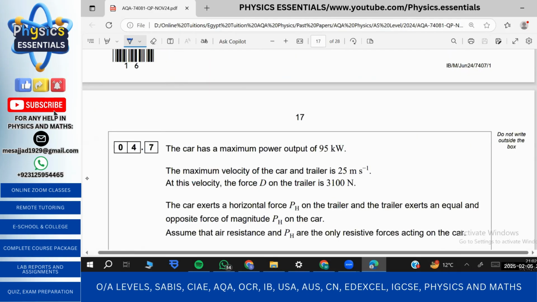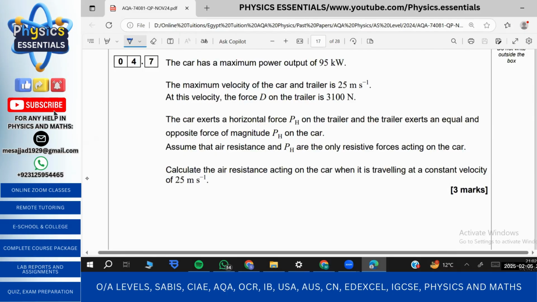Let's move on. 4.7. The car has a maximum power output of 95 kilowatts. The maximum velocity of the car and the trailer is 25 meters per second. At this velocity, the drag force D on the trailer is 3100 newtons. The car exerts a horizontal force PH on the trailer, and the trailer exerts an equal and opposite force of magnitude PH on the car. Assume that the air resistance and PH are the only resistive forces acting on the car. Calculate the air resistance acting on the car when it is traveling at a constant velocity of 25 meters per second. Okay. So for that, first of all, you have the power output, which is 95,000 watts.